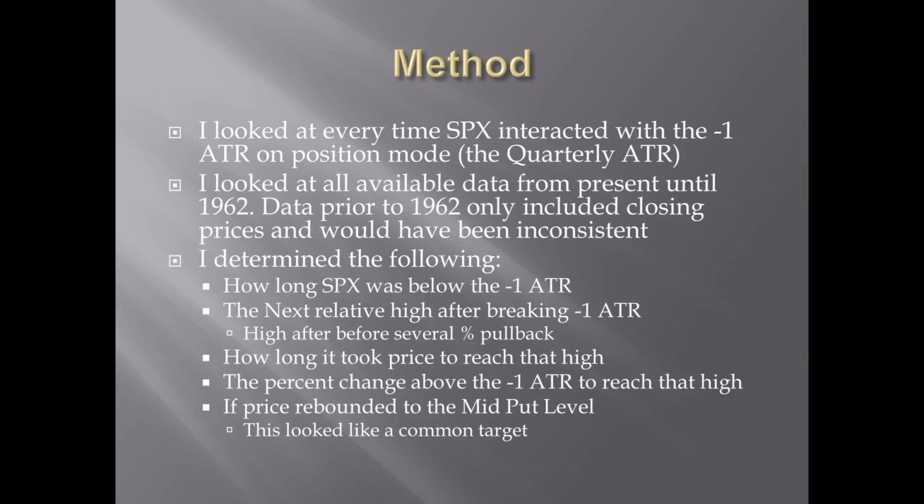So in this case I used the -1 ATR level, clearing that as the base. If you were to start your position at a lower point, obviously you would get more percent change, but as far as a safe level in my analysis, it's clearing that ATR level. And then if the price rebounded back up to that mid-put level, this, upon initial review, looked like a pretty common target. So I saw how often it did that.